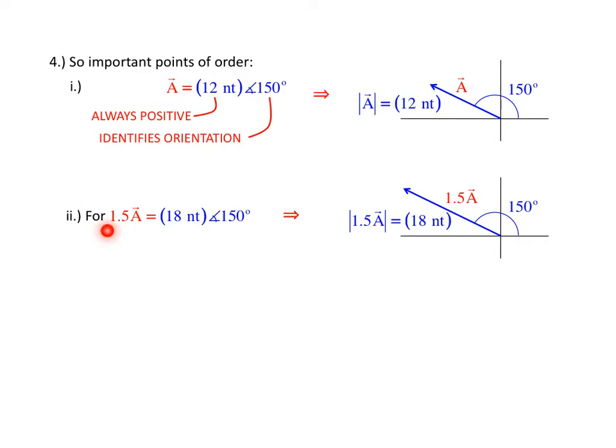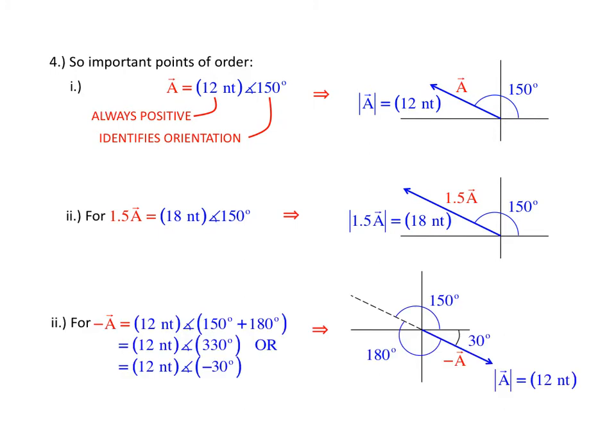If you want 1.5 times the vector, you're changing the magnitude. So you're going to take the magnitude and multiply it by 1.5, come up with 18. So it's going to extend the vector out by 1.5 times. The angle stays the same.